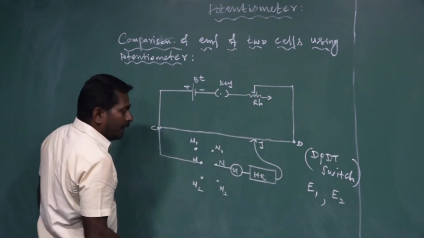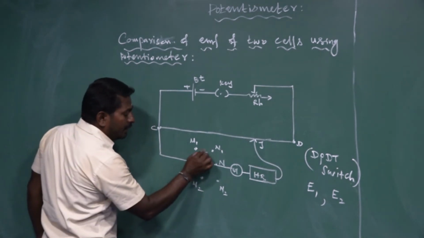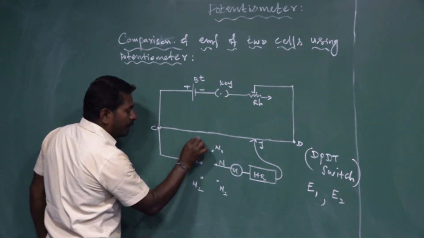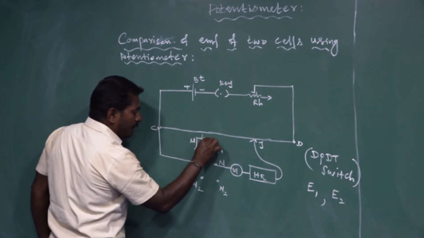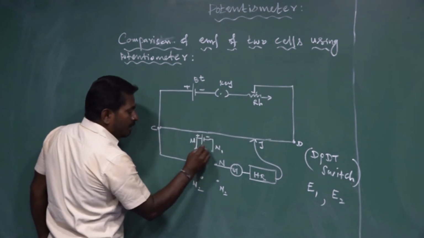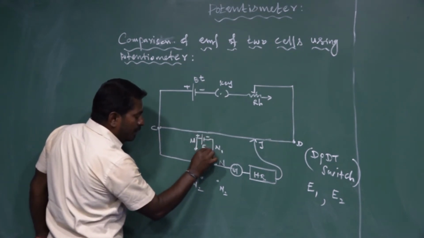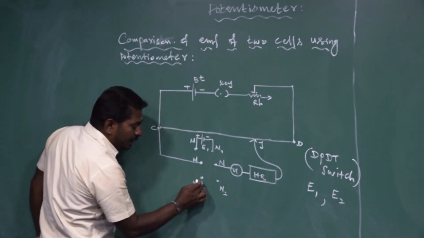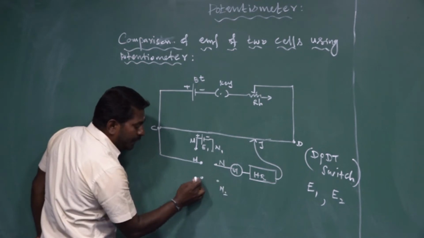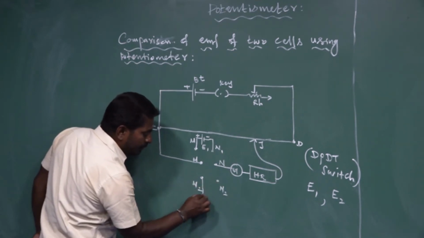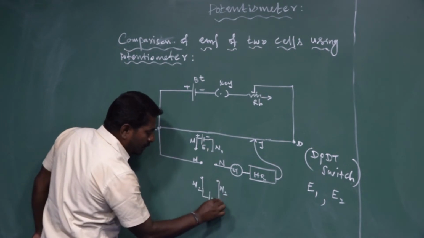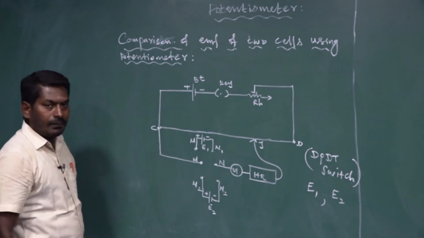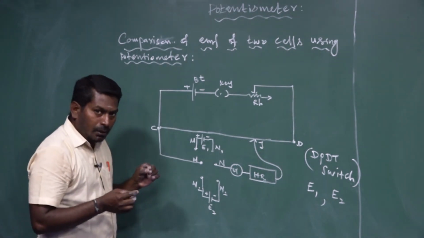The first cell, with EMF E1, is connected across the terminals M1, N1 of the DPDT switch. This is the primary cell of EMF E1. Take another primary cell. It is connected across the 2 terminals M2 and N2 of the DPDT switch. It has an EMF E2.